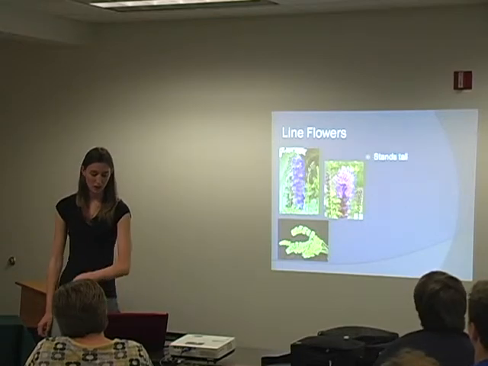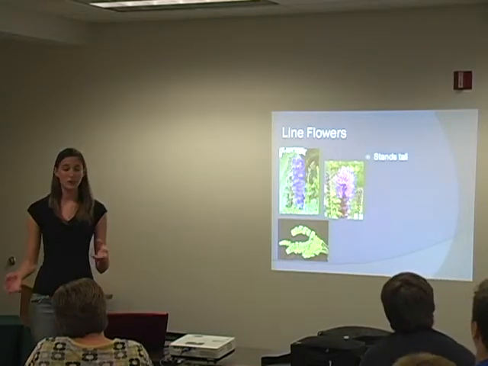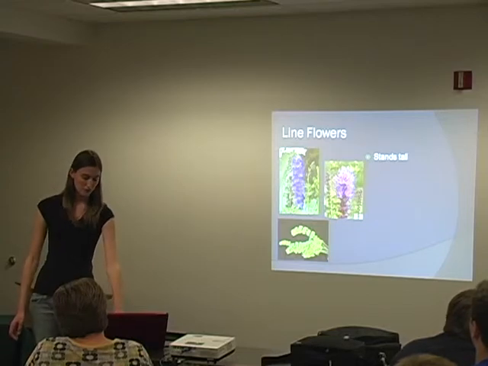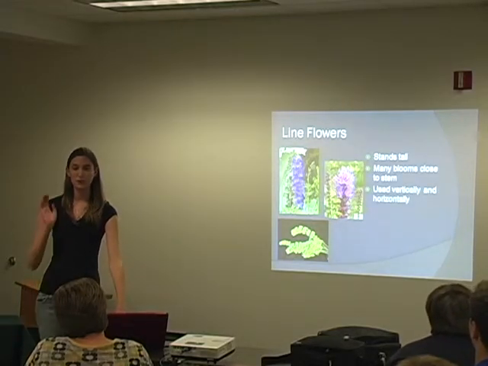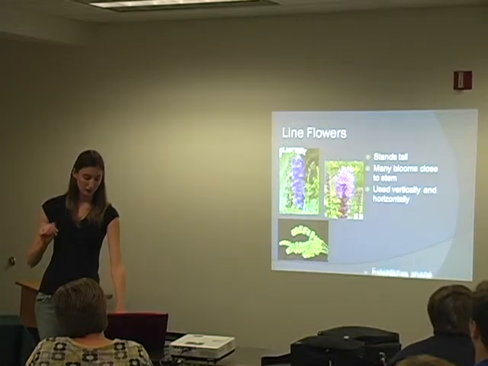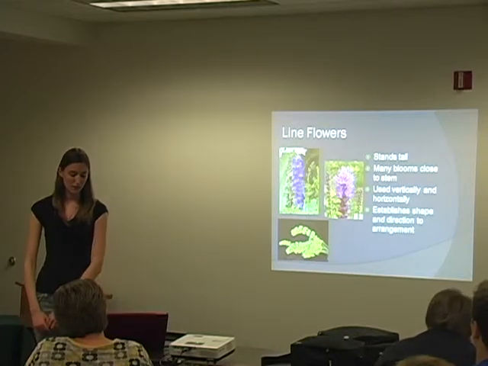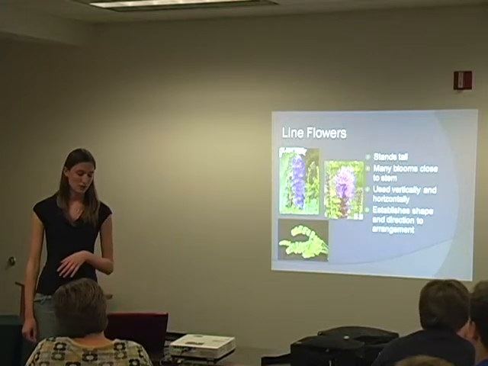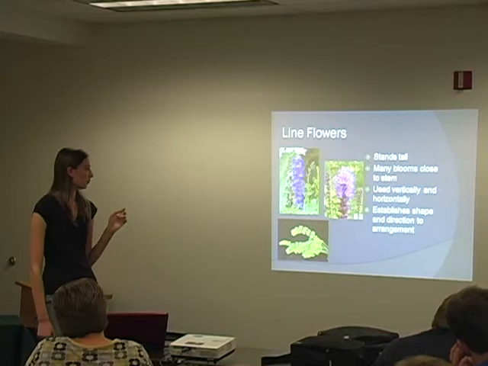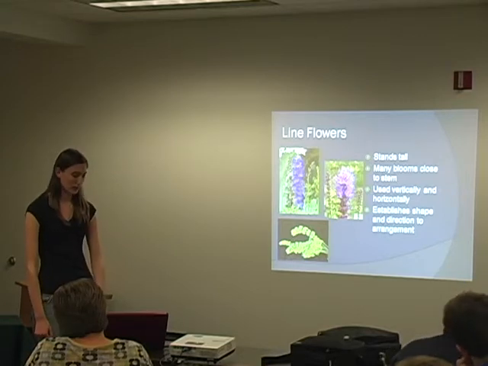Line flowers stand tall in the arrangement because they're the tallest flower in the arrangement. They have many blooms close to the stem. They're used both horizontally and vertically. And the line flowers establish the shape and the direction of the arrangement. The examples of line flowers include the blue delphinium, blazing star, and bells of Ireland.